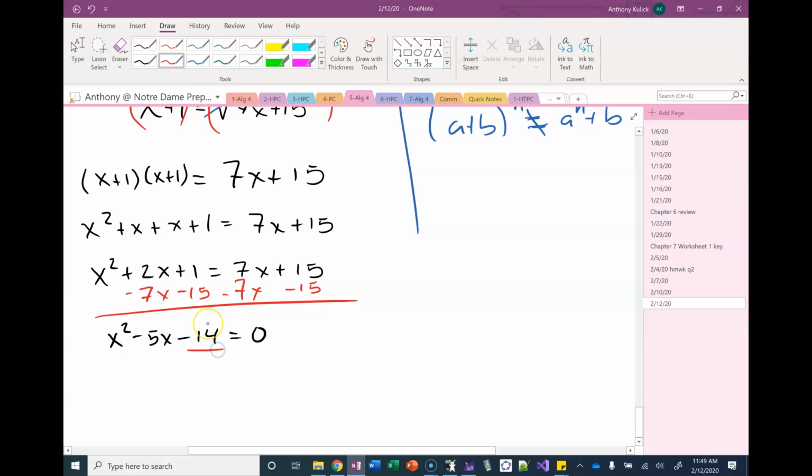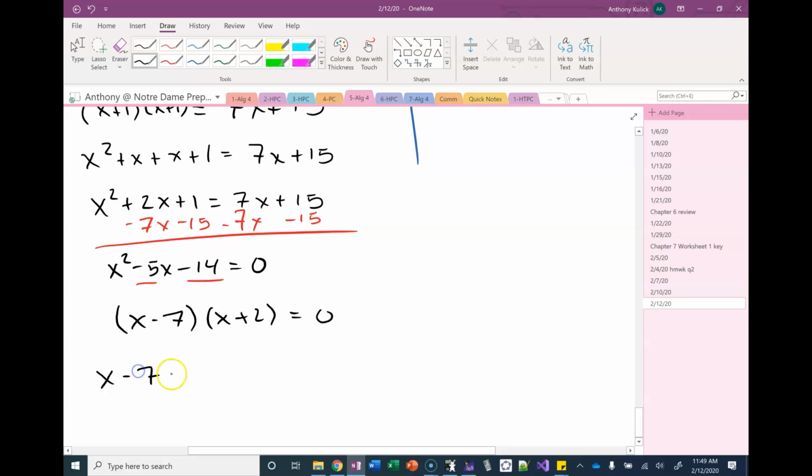Are there 2 numbers that multiply to give me negative 14 and then add to give me negative 5? Yeah, there are. So let's factor it. What are the 2 numbers that do that? Close, one of them has to be negative to get the negative 14. Good. So I'll be x minus 7 and x plus 2. We okay there?